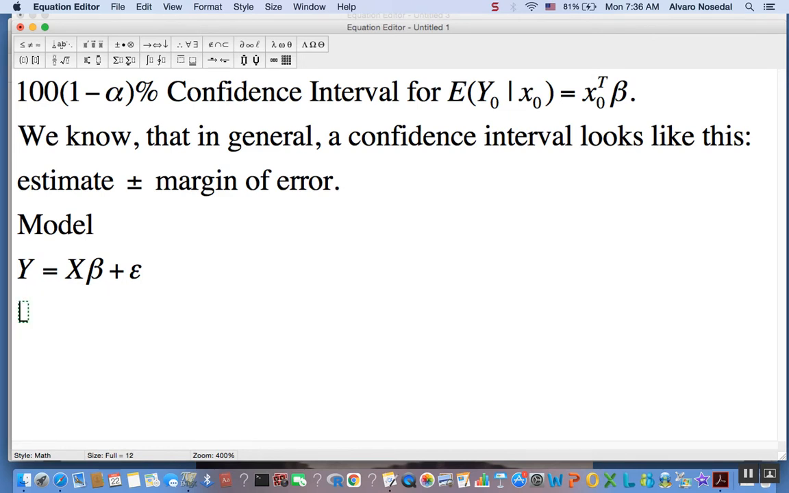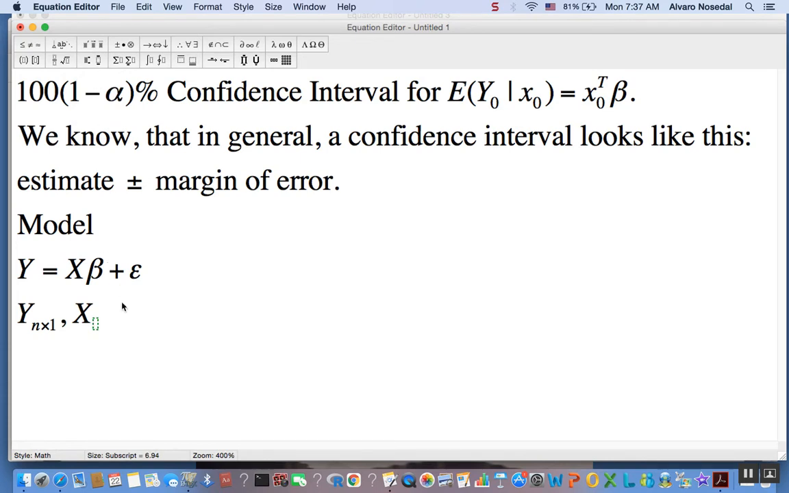Now let's talk about the dimensions of these guys. Again, in this case, what we have is a vector, n by 1. Okay, this is a vector. What else we have here? We have X, which is going to be a matrix, our design matrix.